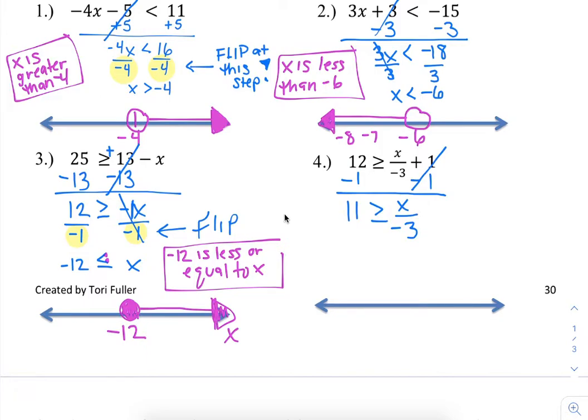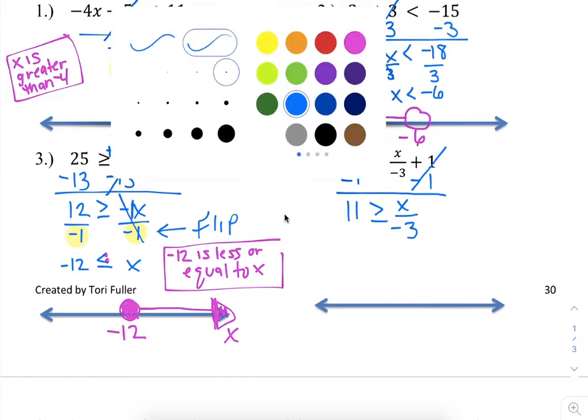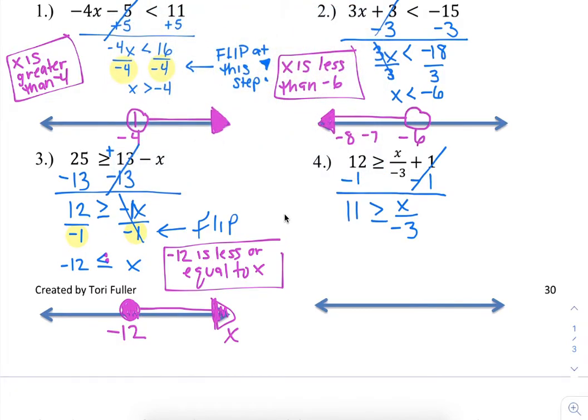So right now it says x over negative 3. Over means that we're dividing. So to cancel that, we need to multiply. If I want to cancel out that negative 3, I need to multiply both sides by a negative 3. My negative 3's are going to cancel, and because what I did on both sides was multiply by a negative, that's going to tell me that I want to flip it. All right, my 3's cancel. I have negative 33. Flip the sign: over is less than or equal to the x.